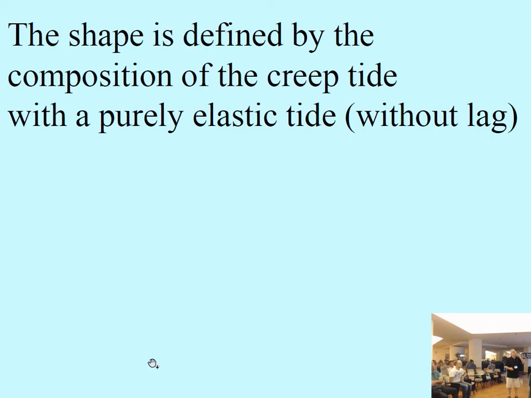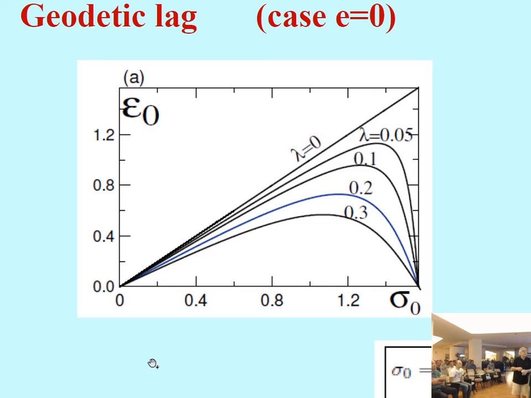Okay, so the shape now is defined by the composition of the creep tide with a purely elastic tide, and we're making some calculations. We can transform sigma zero, only the main term, into a geodetic lag epsilon zero. This is interesting because, remember, sigma zero is nothing but a constant that has been introduced by the integration of a differential equation. Okay, it can take any value. It's the differential equation that says which is this value. In general, for the problems we study, this quantity is around 90 degrees.